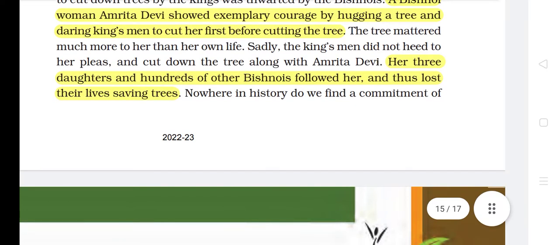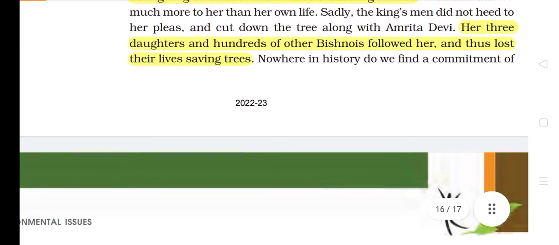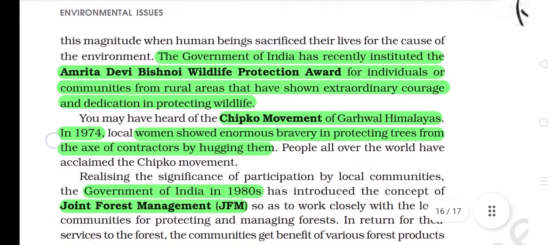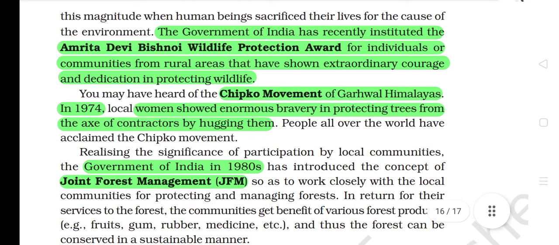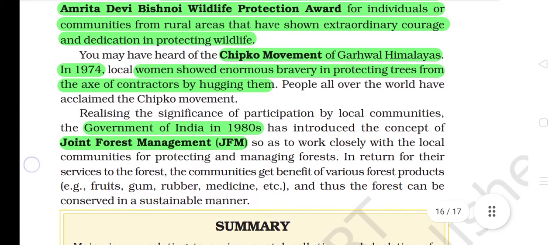Sadly, the king's men did not heed her pleas and cut down the tree along with Amrita Devi. Her three daughters and hundreds of other Bishnois followed her and thus lost their lives saving trees. Nowhere in history do we find a commitment of this magnitude, where human beings sacrifice their lives for the cause of the environment. The Government of India has recently instituted the Amrita Devi Bishnoi Wildlife Protection Award for individuals or communities from rural areas that have shown extraordinary courage and dedication in protecting wildlife.